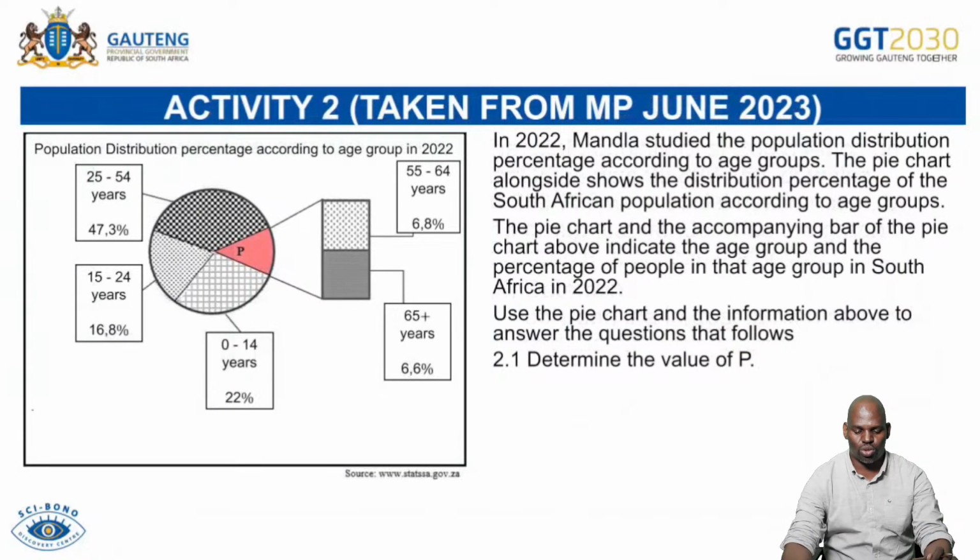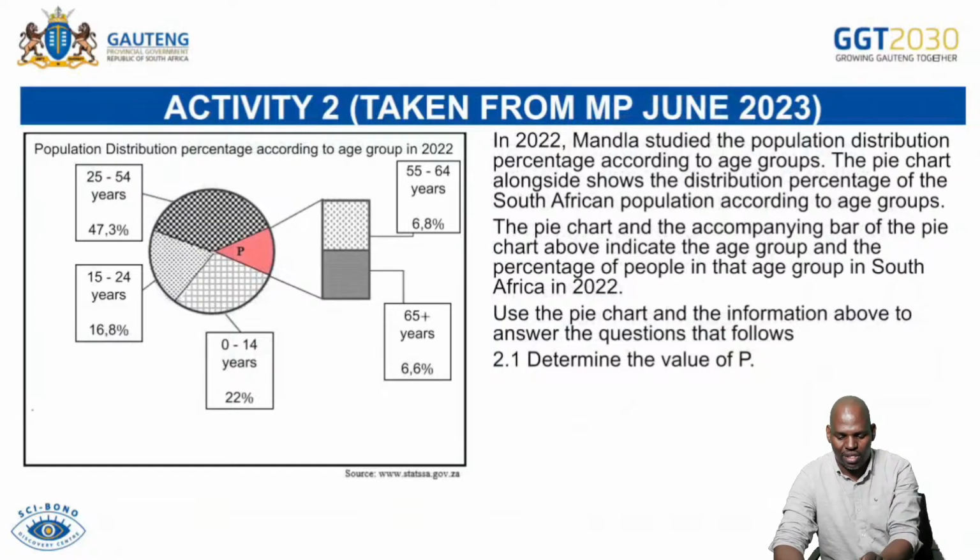Okay, this is activity number 2. This was taken from Mpumalanga, June 2023. The information given here is that in 2022, Mandla studied the population distribution percentage according to age groups. The pie chart alongside shows the distribution percentage of the South African population according to the age group. The pie chart and the accompanying bar of the pie chart above indicate the age group and the percentage of people in that age group in South Africa in 2022. Use the pie chart and the information alongside to answer the questions that follow.